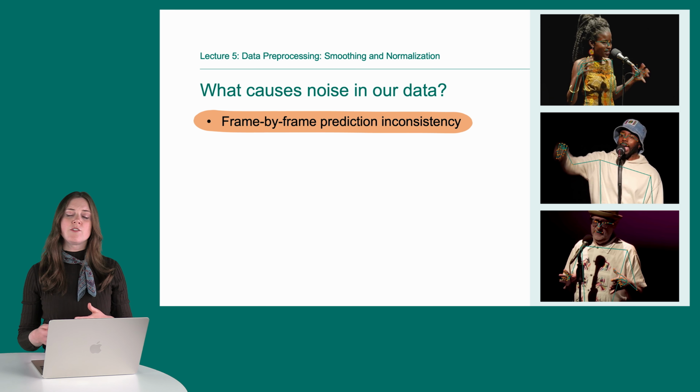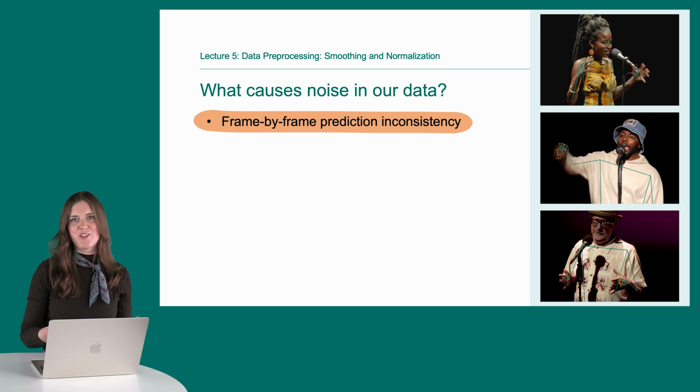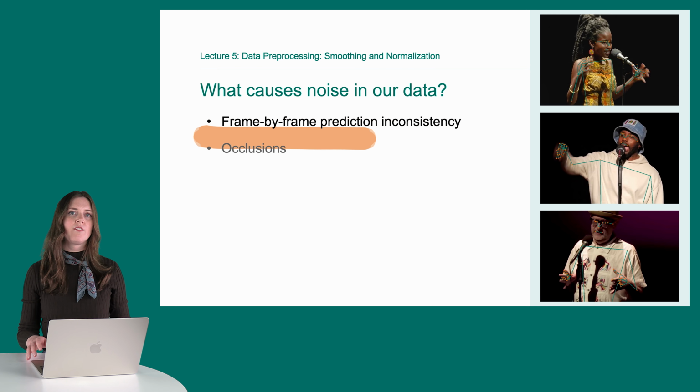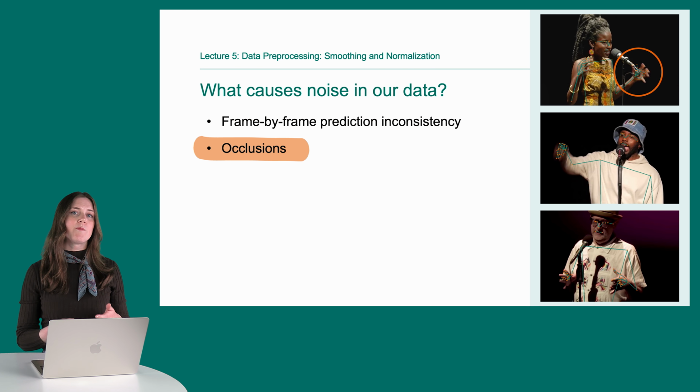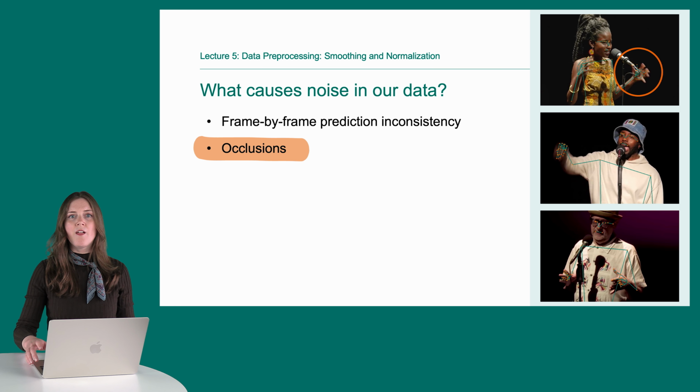There are a lot of potential sources of jitter or noise in our data. The MediaPipe body and hand models we used are not perfect. They are an estimation, so there is some frame-to-frame prediction inaccuracy and inconsistency. Another source of jitter comes from occlusions. This means that the camera can't fully see a body landmark. In this example, the speaker's hand passes behind a microphone, but this can also happen when one hand passes behind the other.